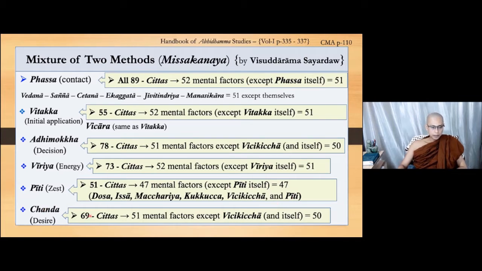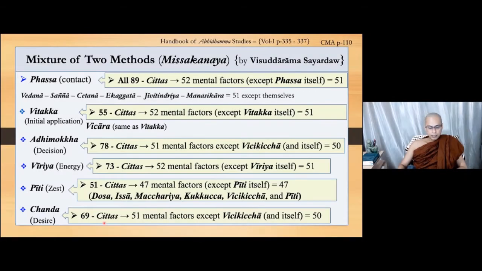Then Chanda with 69 Citta. The 69 Citta are associated with 51 mental factors except Vicikiccha, because Vicikiccha is Moha Mula. Chanda does not associate with Moha Mula consciousness, here in the 69, Moha Mula Citta is not there. So with Chanda itself, altogether 50 mental factors can arise with Chanda.